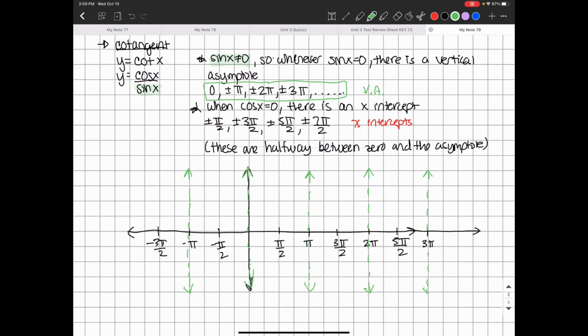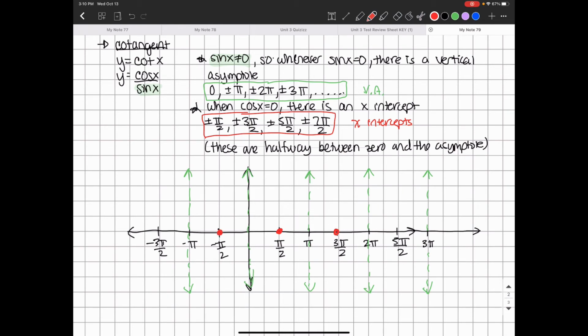And then my x-intercepts are all here. So they're when cosine will be equal to 0. So that's x is equal to pi over 2 and negative pi over 2, which, notice, they're halfway in between the asymptotes.